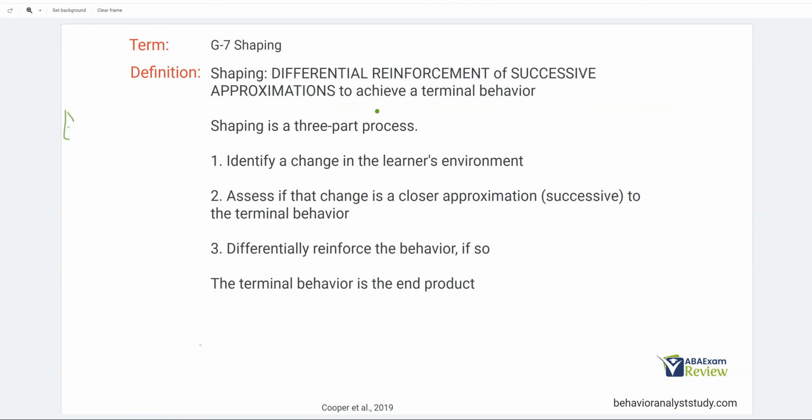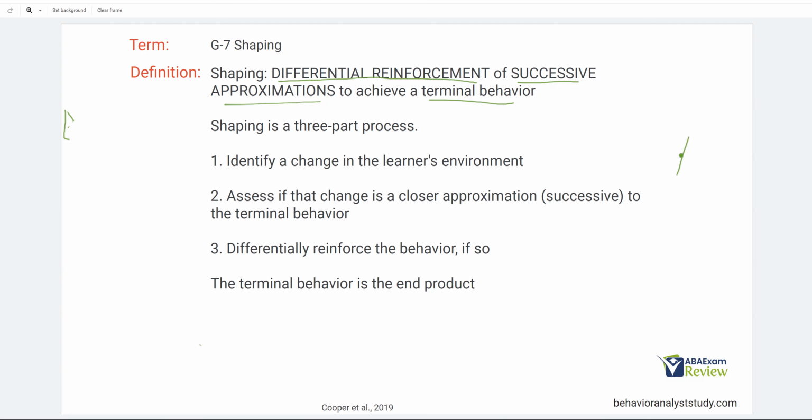All right, to start, what is shaping? Shaping is comprised of differential reinforcement, meaning reinforcing a target, putting other targets on extinction, of successive approximations. When we talk about successive approximations, we mean steps towards what we call a terminal behavior. The terminal behavior is our target. What is our final objective with shaping? And so to really just understand shaping, you just have to understand this key idea. We're using differential reinforcement to reinforce steps towards a terminal behavior.